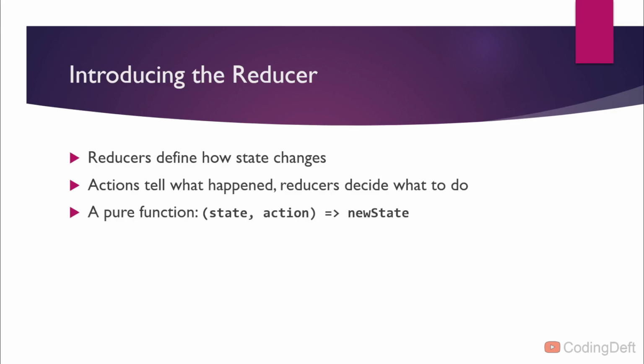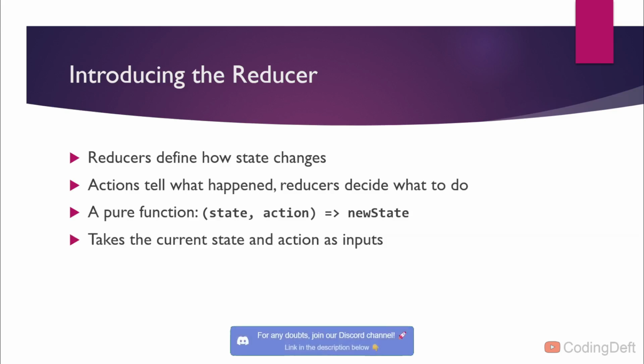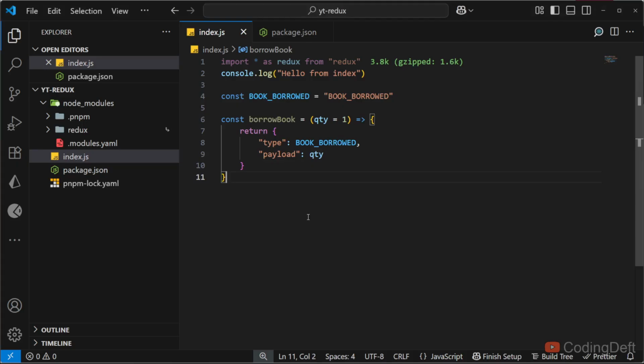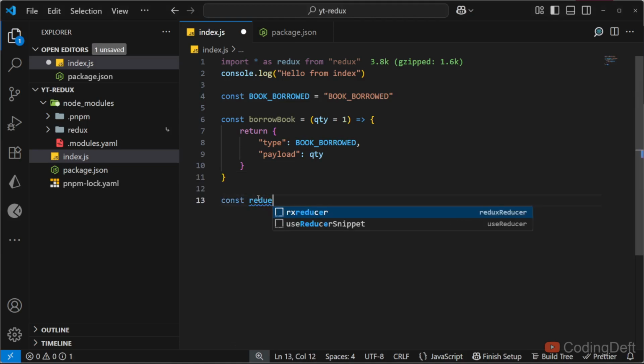A reducer in Redux is just a function, a pure function that receives two arguments, the current state and the action dispatched. It returns the next state of the application based on the action type. So let us go ahead and implement the reducer for our library application. We have created the action here. Next we will be creating the reducer.